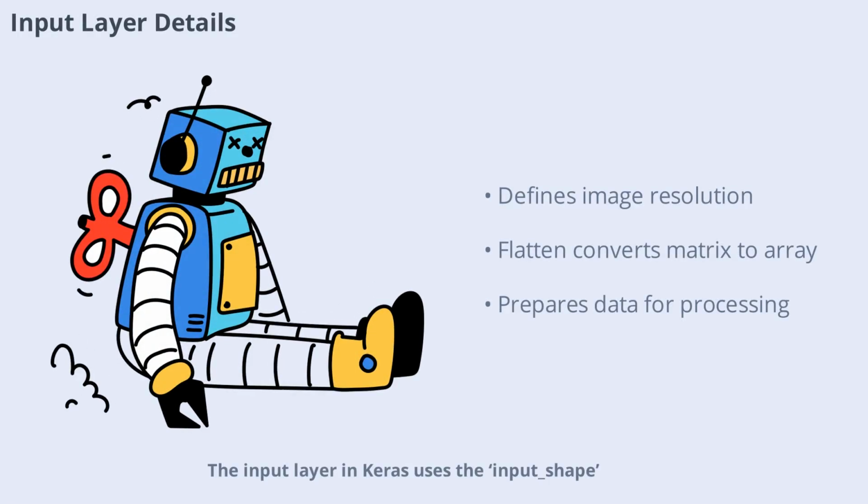The input layer in Keras uses the input shape parameter to define the resolution of training images. For example, MNIST images are 28 x 28 pixels, so the input shape is 28 x 28. The flatten layer converts the 2D matrix into a 1D array, preparing the data for further processing in the network.